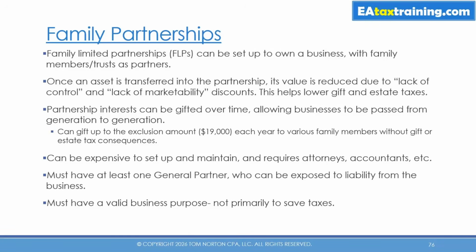So what's someone who owns a business? Let's say you've got the patriarch of the family. They've got this business that they own. They want to pass it on to their heirs. And they want to do that with the lowest amount of gift and estate tax that they can. What they will do is transfer that business into a family limited partnership. They may transfer it first into a trust and have the trust be the partner in the partnership, or individuals can be partners in the partnership, or a combination of trusts and individuals can be partners in the partnership.